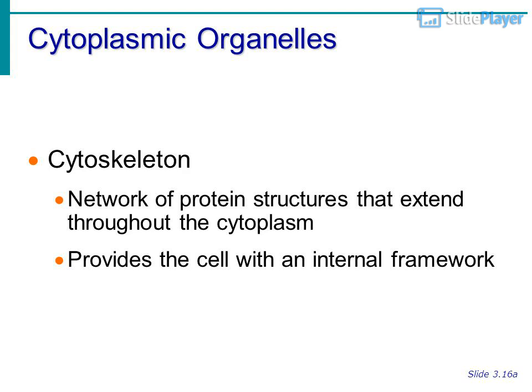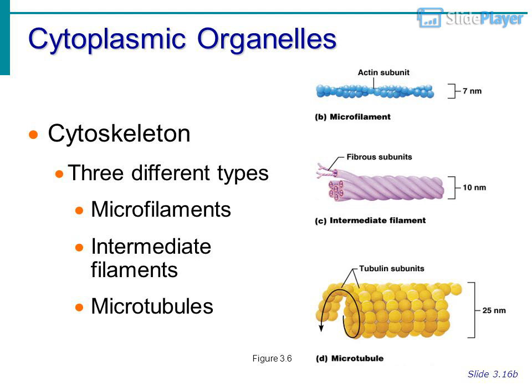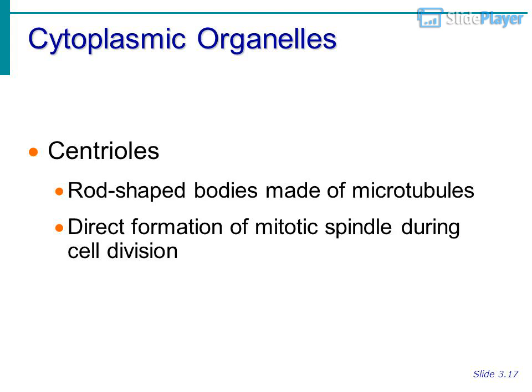Slide 3.16a. Cytoplasmic organelles. Cytoskeleton: three different types. Microfilaments, intermediate filaments, microtubules. Figure 3.6. Slide 3.16b. Cytoplasmic organelles. Centrioles are rod-shaped bodies made of microtubules. They direct formation of the mitotic spindle during cell division.